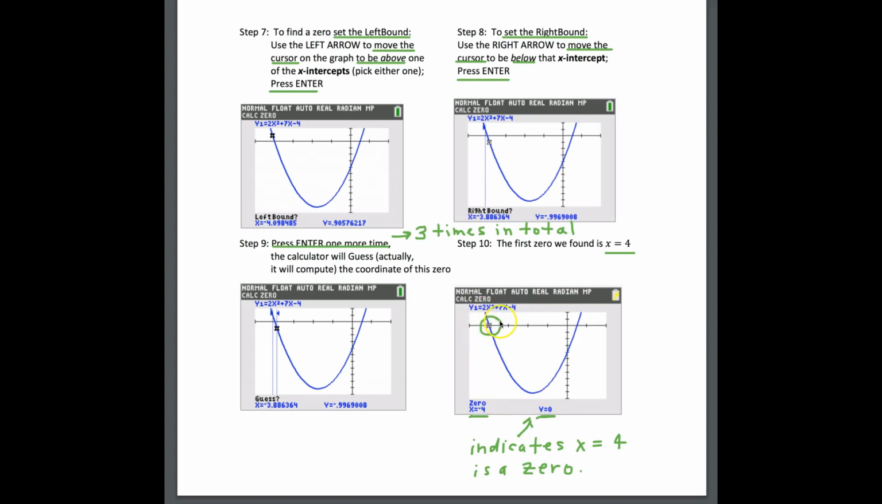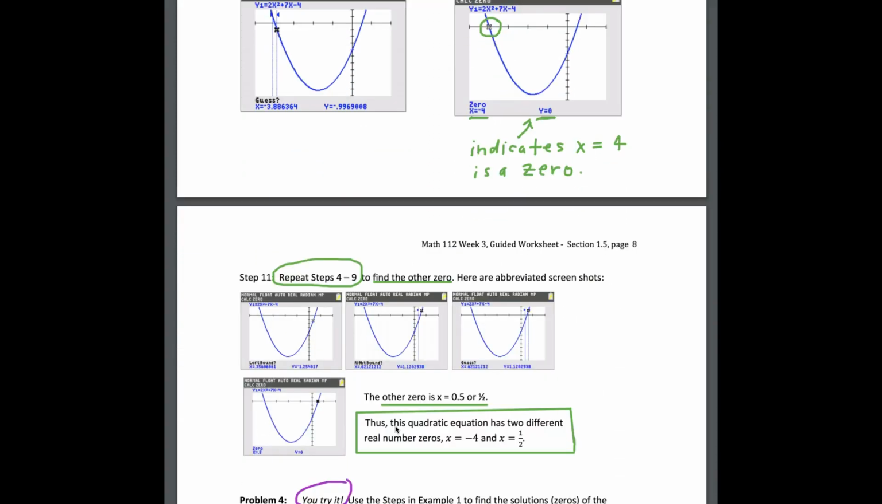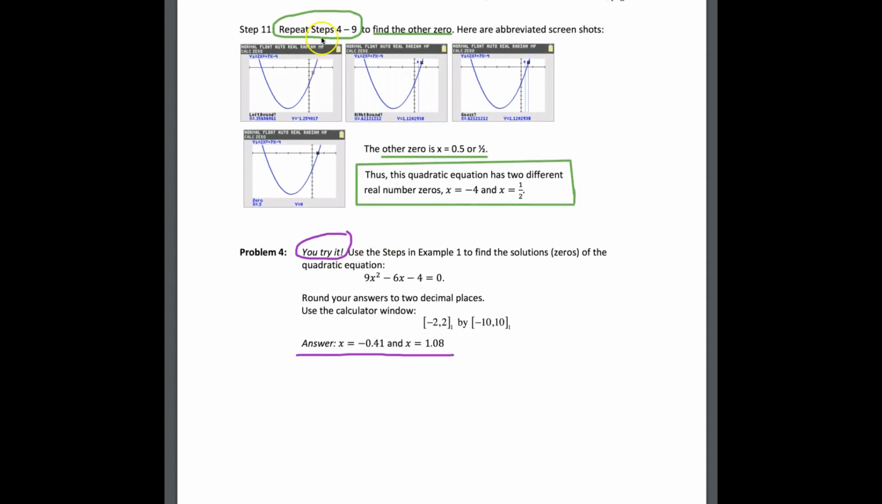So we found the zero on the left, or the x-intercept. Now we have to find the x-intercept over here. Here I just give shortened screenshots, but you're essentially just going to complete steps 4 through 9.